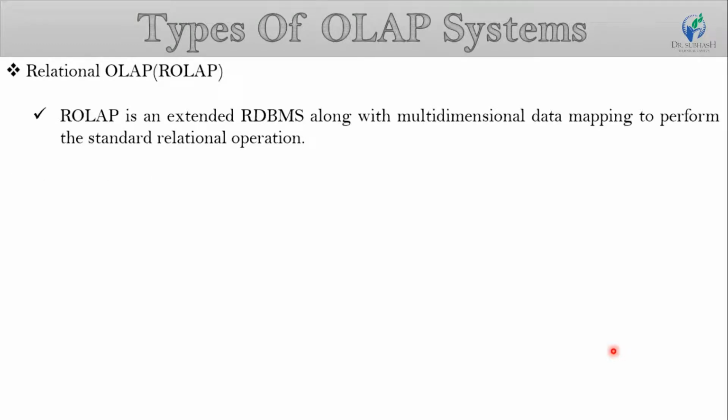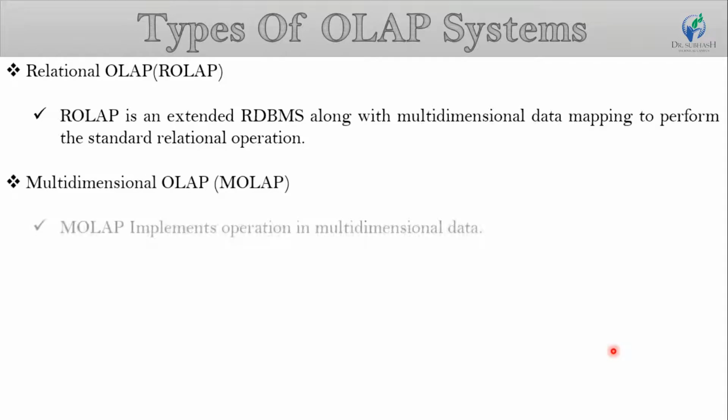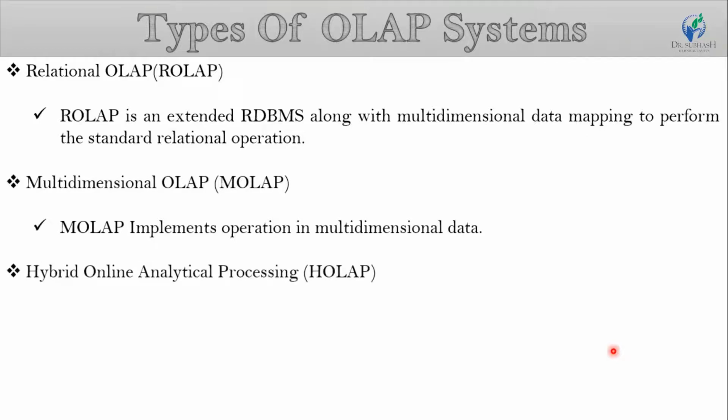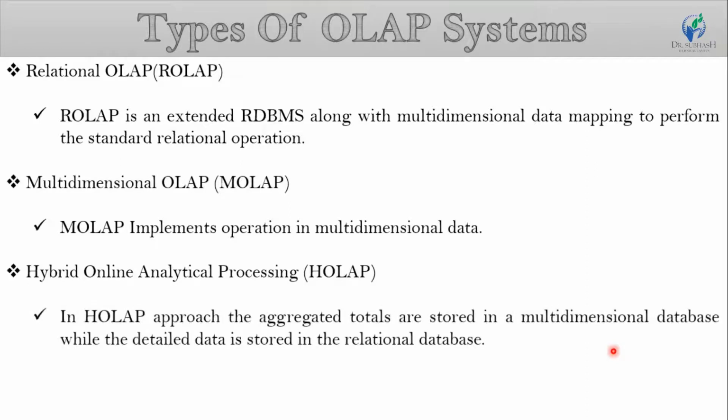Now the next one is multidimensional OLAP, or we can say MOLAP. MOLAP implements operations in multidimensional data. Now the third one is hybrid online analytical processing, or we can say HOLAP. In the HOLAP approach, the aggregate totals are stored in a multidimensional database, while the detailed data is stored in a relational database. This offers both the data efficiency of the ROLAP model and the performance of the MOLAP model.